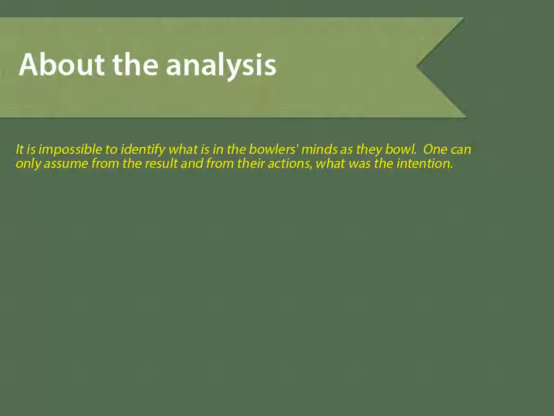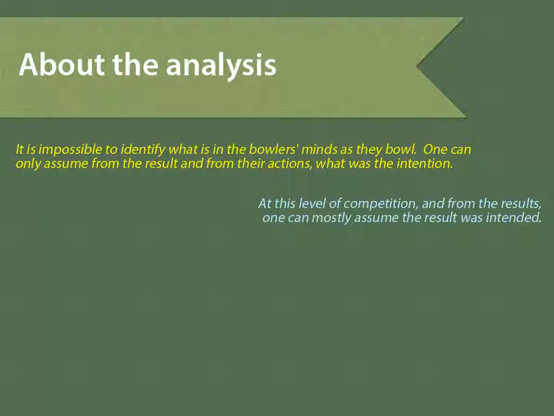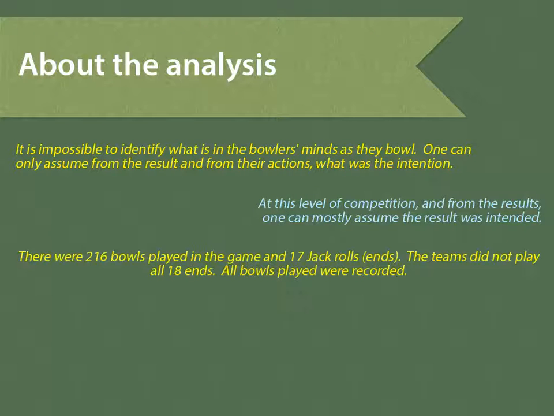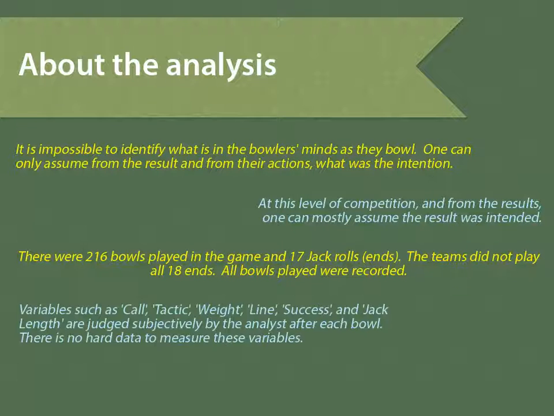It's impossible to identify what's in the bowler's mind as they bowl. One can only assume from the result and from their actions what was the intention. At this level of competition, and from the results, one can mostly assume the result was intended. There were 216 bowls played in the game and 17 jack rolls. The teams did not play all 18 ends. All bowls played were recorded.